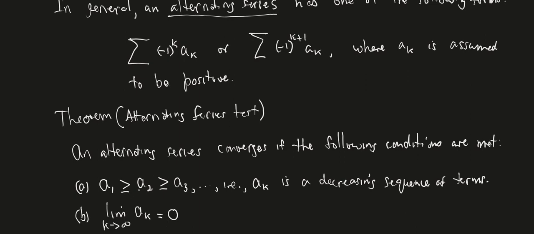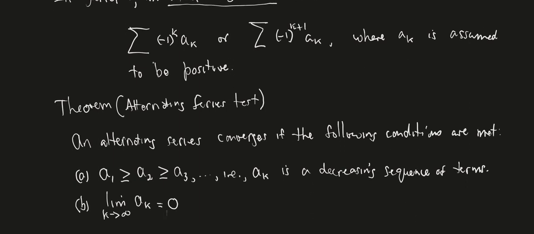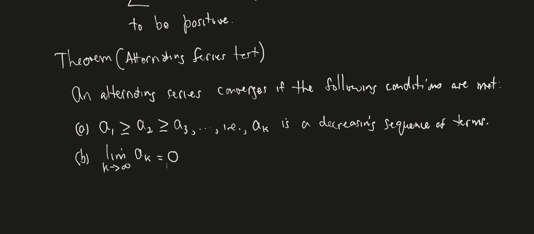So your positive terms are getting smaller and they're approaching 0. If you put one of these alternating factors in front of those terms and then add them all up, the positive and negative terms, you'll get that series to converge. The proof of this isn't very difficult, but we're going to skip that and do some examples, because I'm sure you're dying to know what the examples are.